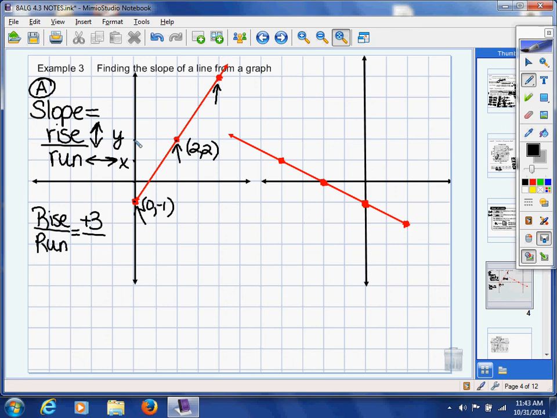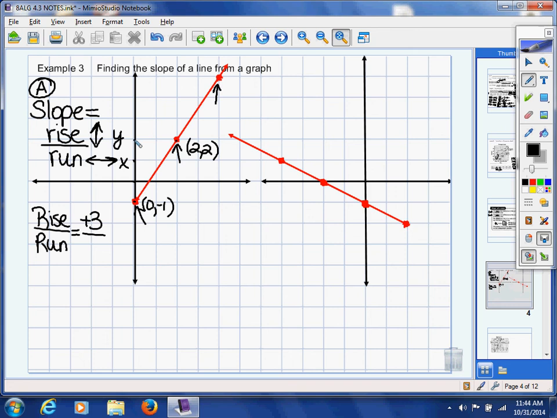Now, I'm on the same level as the point I'm trying to get to. That's how you know when to stop, is when you get to the same level. Well, I'm now on the same exact level as 2, 2. So now it's time to run over to it. Now, if you go right, that means you went positively. If you move left, you're moving negatively. Okay?